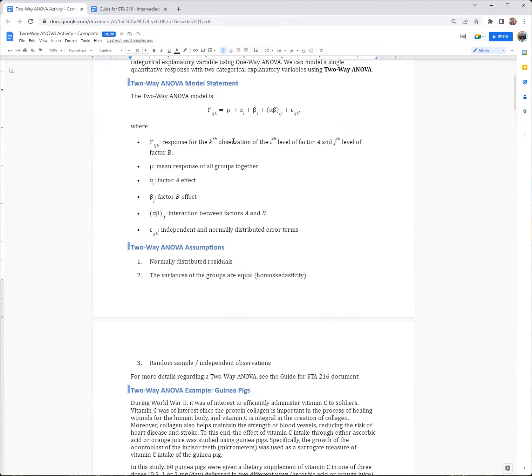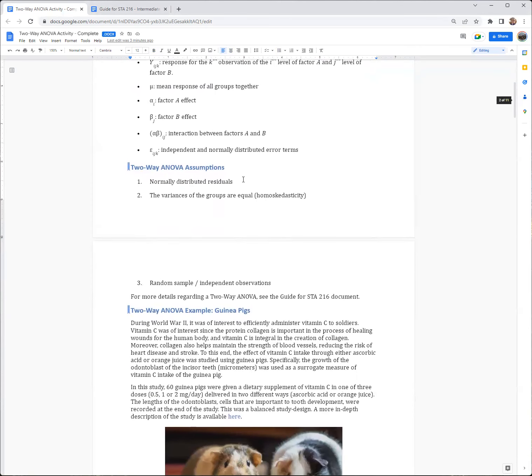An important consideration when fitting a two-way ANOVA model is that it does rely on some necessary assumptions to be true in order to conduct a valid inference. So valid F-tests and valid confidence intervals. Those assumptions are pretty much the same as one-way ANOVA. They're all about the residuals, so we need normally distributed residuals. We need them to be homoscedastic, so we need equal variances across the groups. And as always, we need a random sample or independent observations. Most commonly, this third assumption is violated by having repeated measures or time series data.